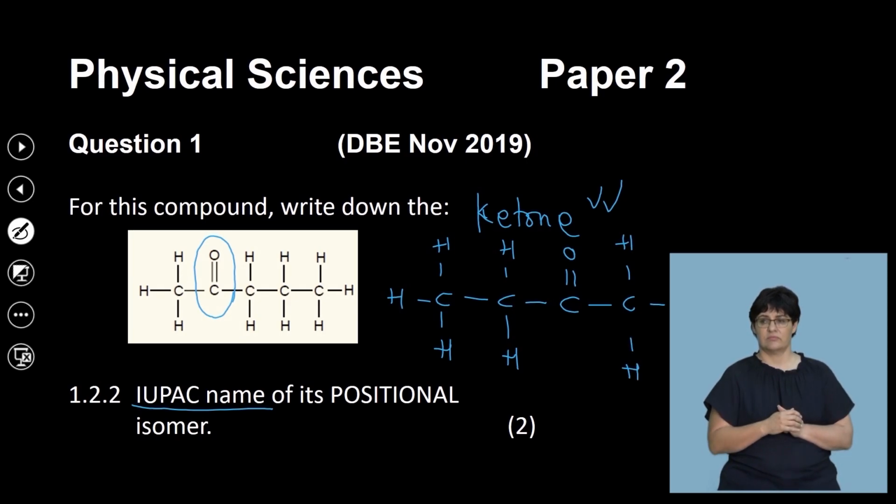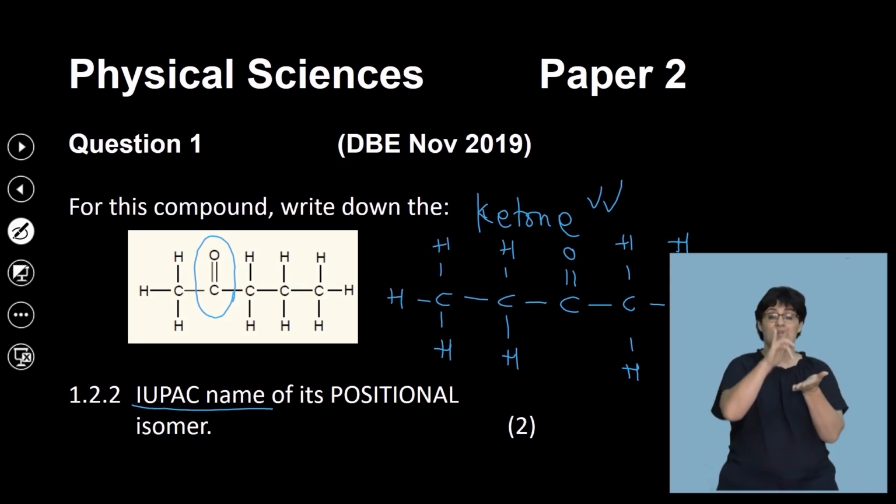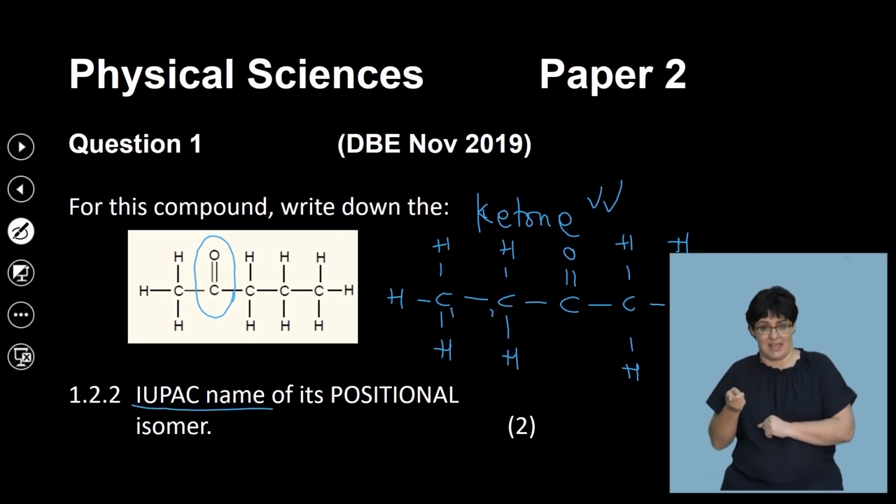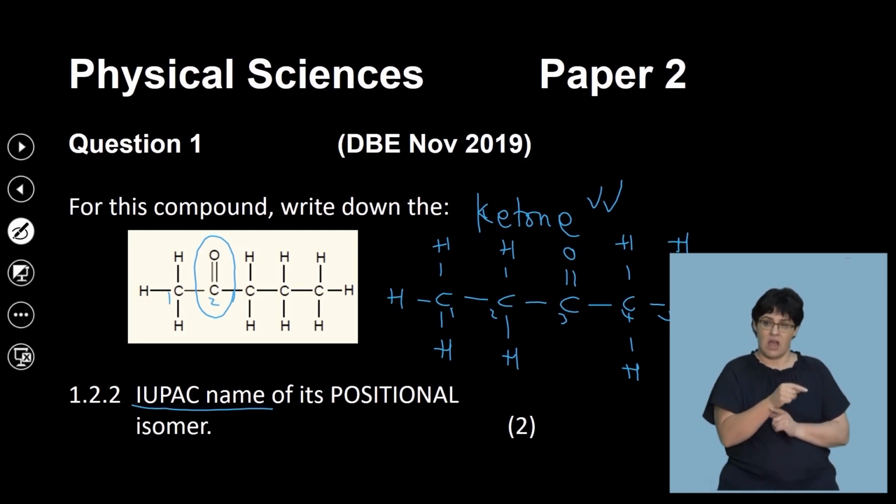So this is a compound with the same molecular formula, but the position differs in terms of where the functional group is. So this is 1, 2, 3, 4, 5, while on this one it's on 1, 2. So the position has changed. The position of the functional group in the parent chain has changed.